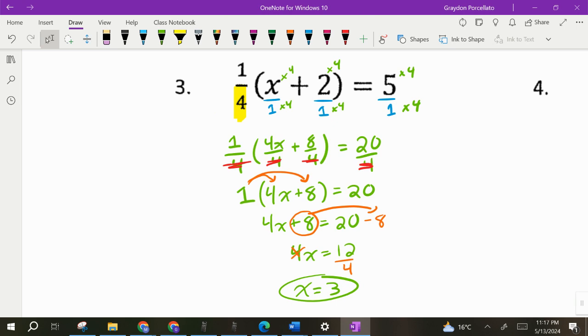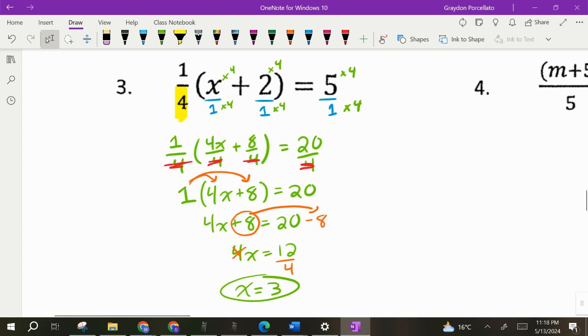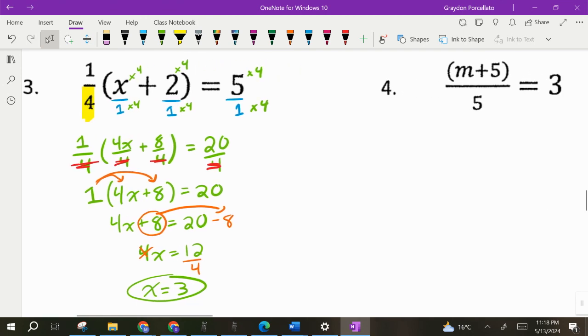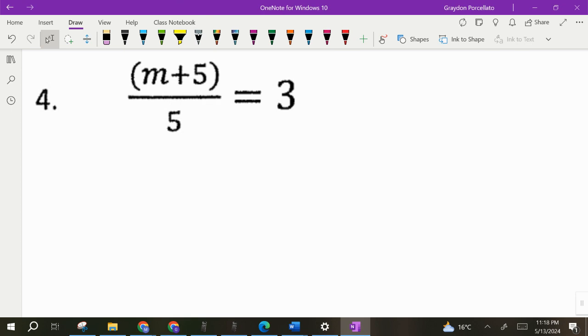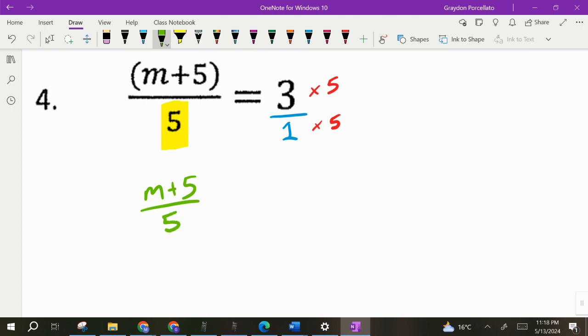We're going to try that again. Again, these solutions are posted in OneNote, so you can check them out. You can also watch this video again if you want on your own while you're trying to practice the questions. So this one, notice my denominator is 5. Well, over here it's just 1. Let's make all the denominators 5. So multiply the top by 5 and the bottom by 5. So what do we get? Well, let's go back to my green. I like that green. M plus 5 over 5 equals 15 over 5.